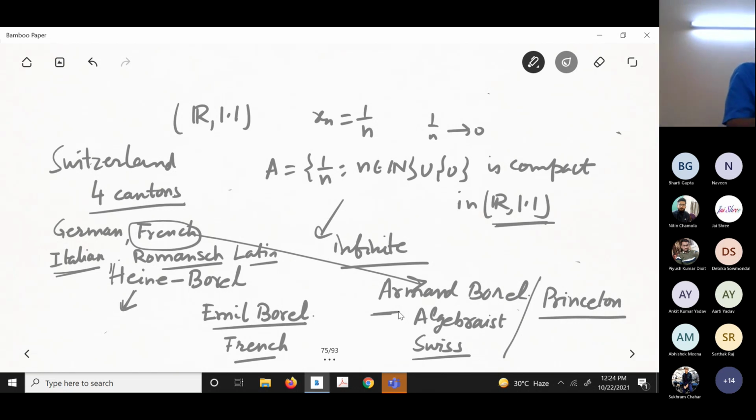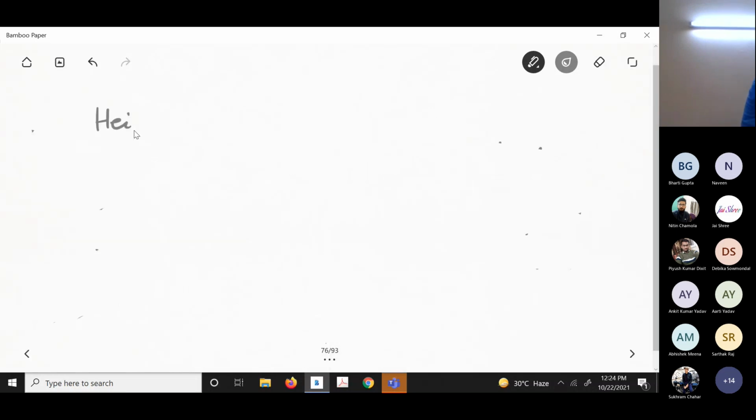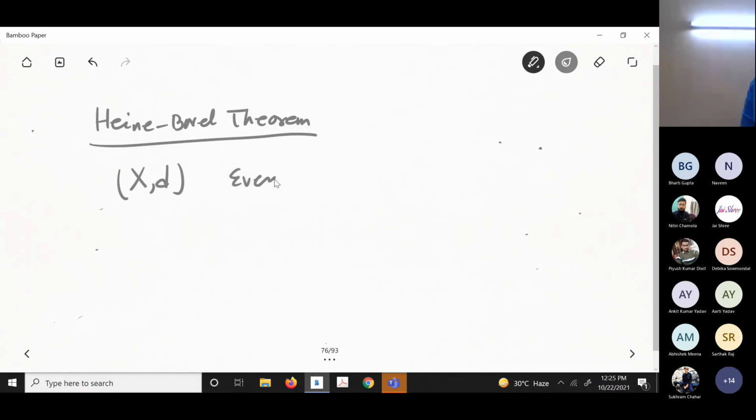Okay. Now, what is the Heine-Borel theorem? I just diverted myself. I'm going to explain example 5 later on. The Heine-Borel theorem says, like before, if you take a metric space (X, d), with the metric topology, then every compact subset in X, this is actually Proposition 5.1, is closed and bounded.